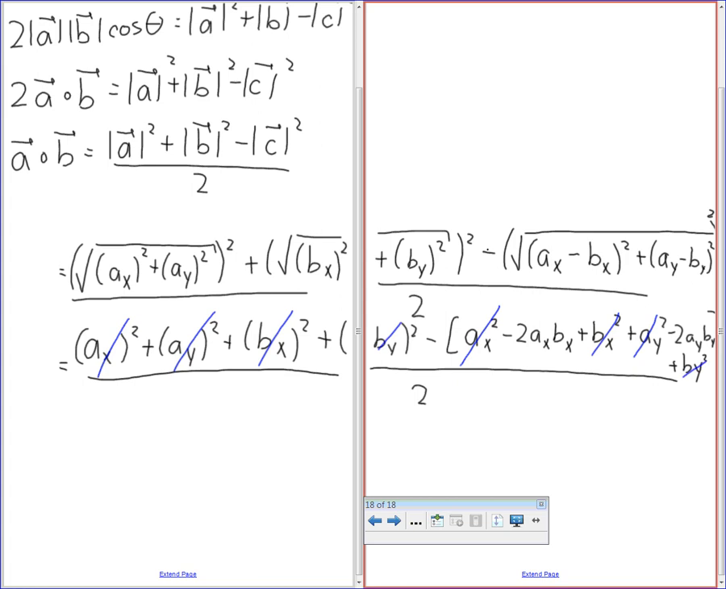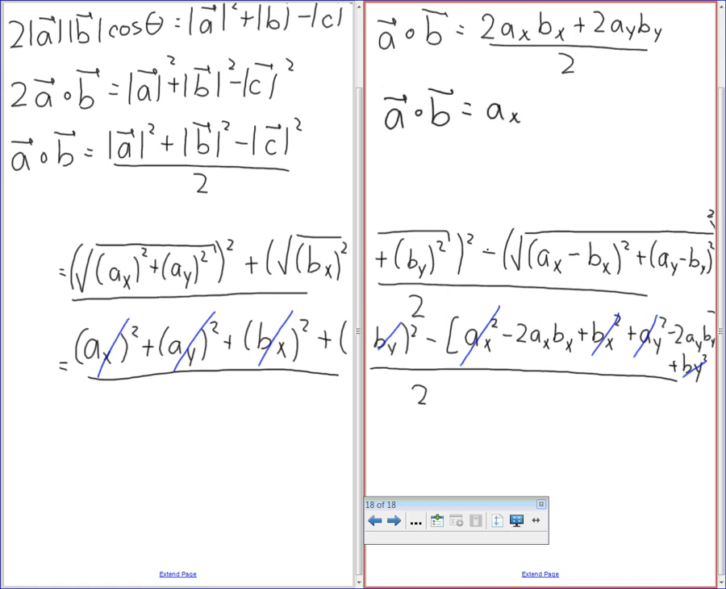So what this turns into, and I'll go up top so everyone can see, is a dot b is equal to, it looks like I have 2ax bx plus 2ay by over 2, which hopefully turns into ax bx plus ay by, which is very, very cool.